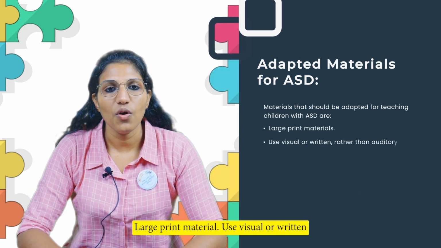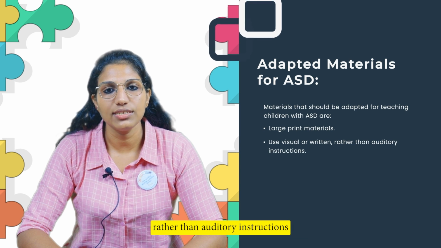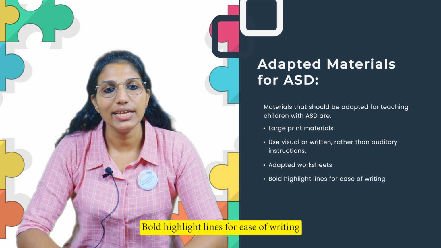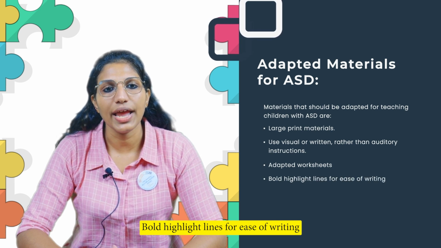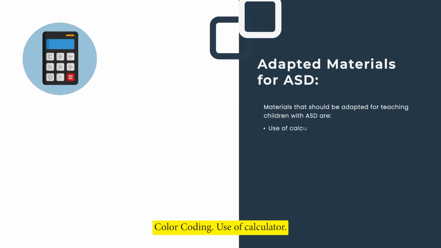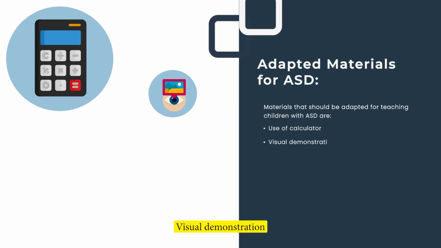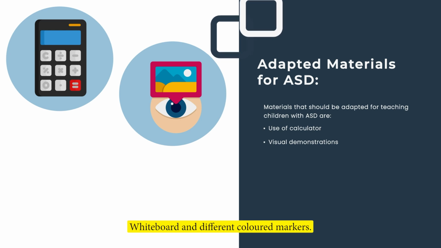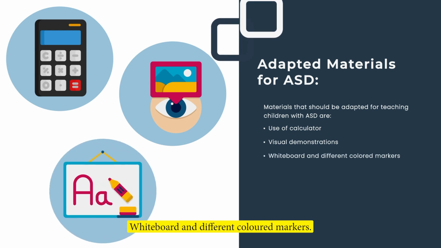Adapted textbooks. Provide taped textbooks, highlighted textbooks, reduce the number of parts in a lesson or activity, use large bin materials, and use written rather than auditory instructions. Adapted worksheets. Bold highlight lines for ease of writing. Color coding, use of calculator, visual demonstration and presentation of material in small steps, whiteboard and different colored markers.